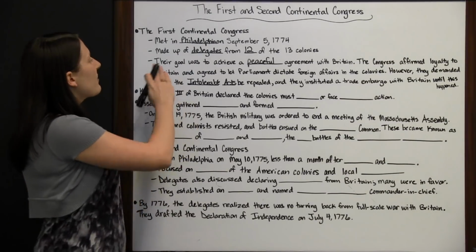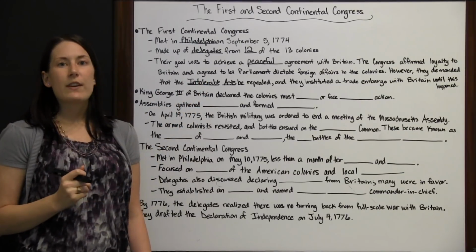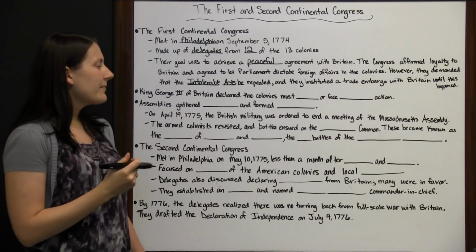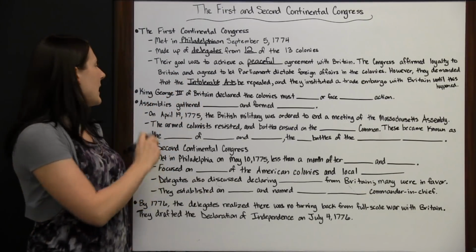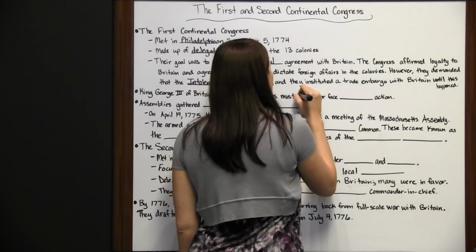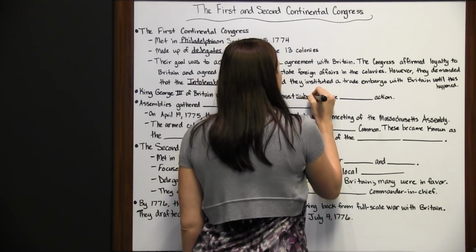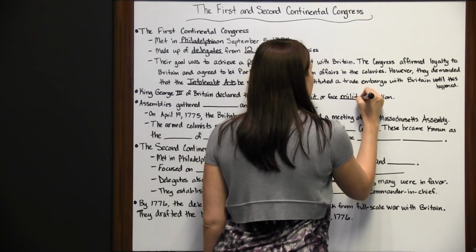Otherwise, if they did that, we'd be happy to say we're loyal to Britain. Parliament can be in charge of foreign affairs over here in the colonies. That is not what happened. They did not reach their peaceful agreement. King George III of Britain declared the colonies must submit. They must do as Britain was saying, or face military action.